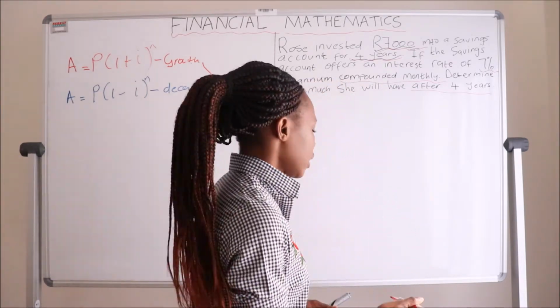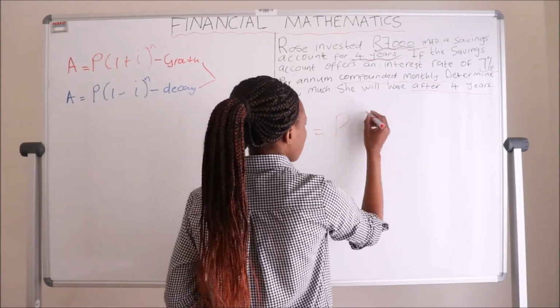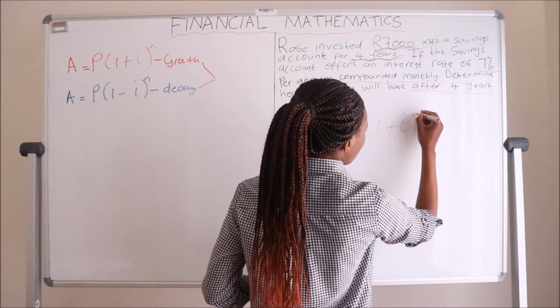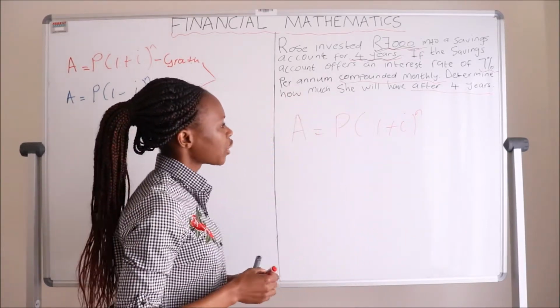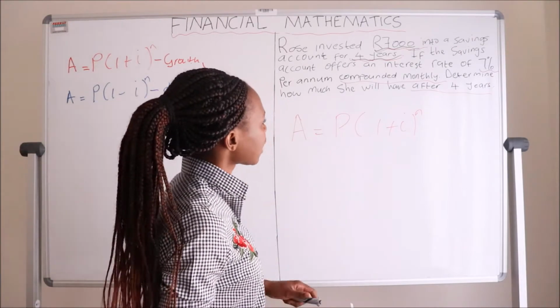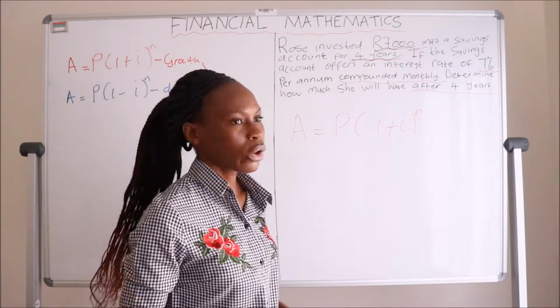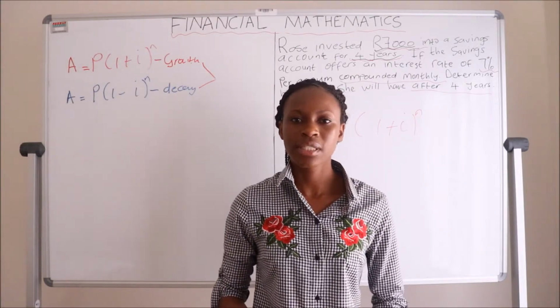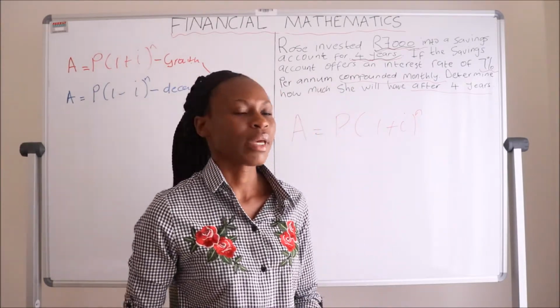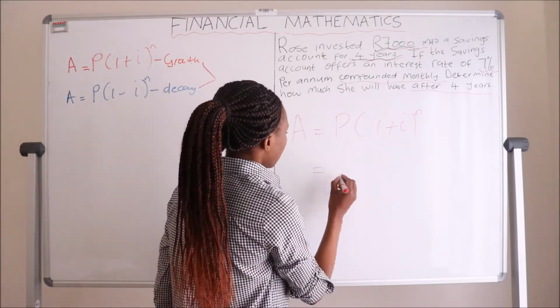Then here we have our equation, which is A equals P into (1 plus I) to the exponent of N. The reason why we use the compound growth equation is that this investment is actually a gain. They didn't mention anything that this investment will depreciate over time. That's why we use this one, where the investment will grow with time.